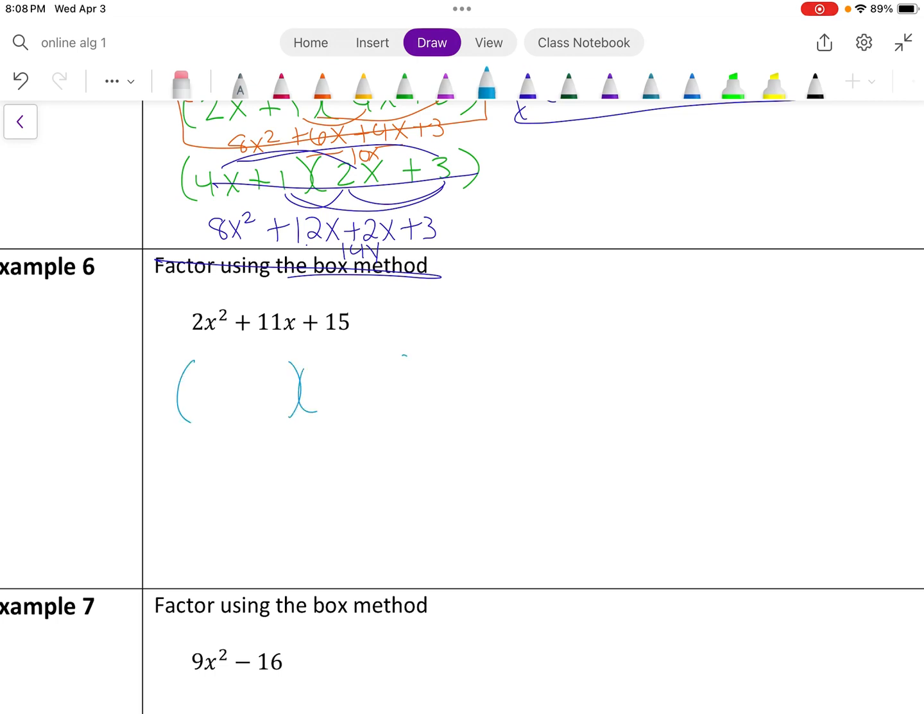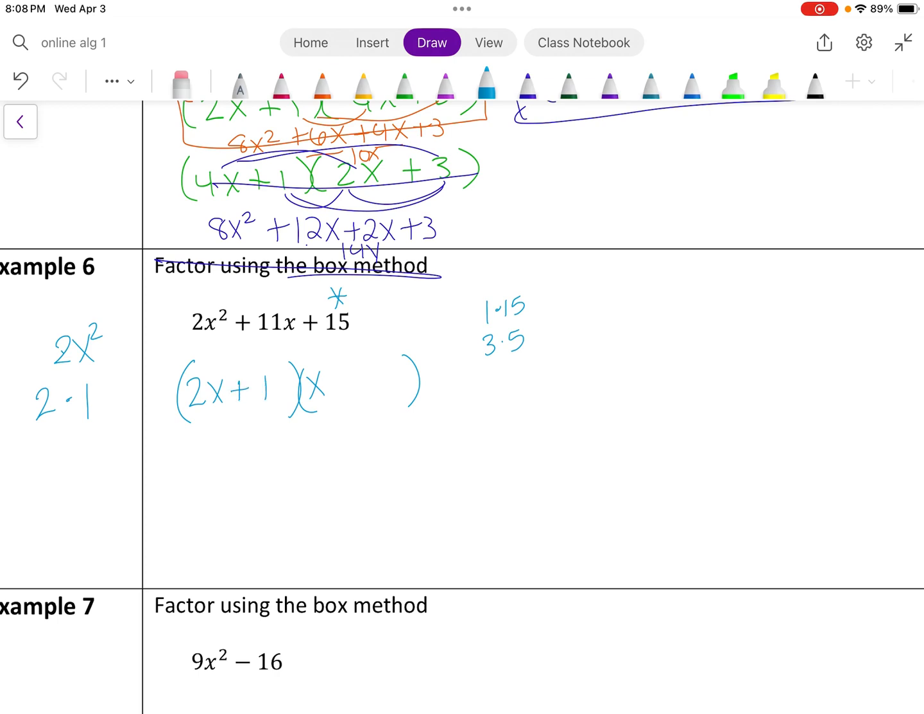All right, well, I know it's going to be in this form. 2x squared, well, to multiply to be 2, it's a 2 and a 1. That's all it is. So one of these is going to be 2x, the other is going to be 1x. Multiplying to be 15, I could do 1 times 15, or I could do 3 times 5. Okay, well, we got a few different options here then.